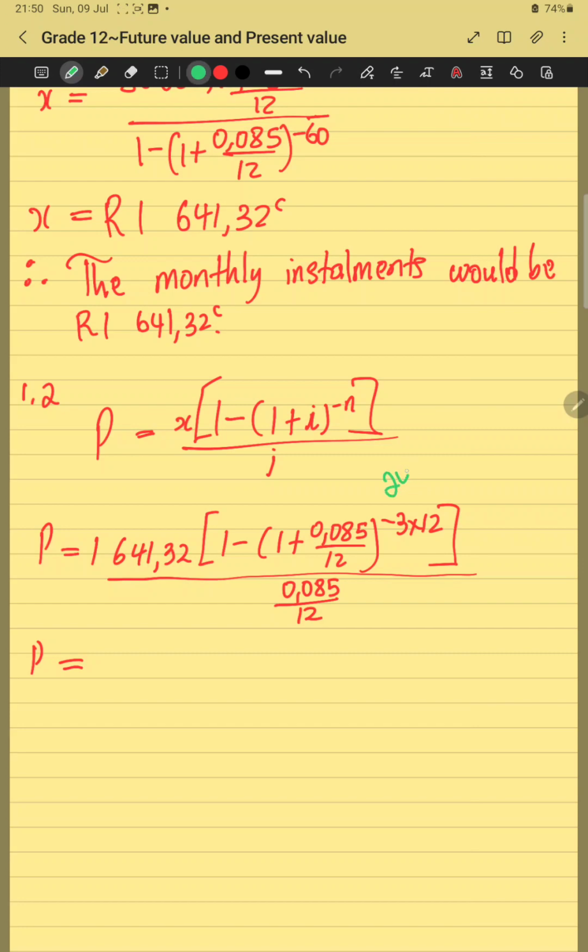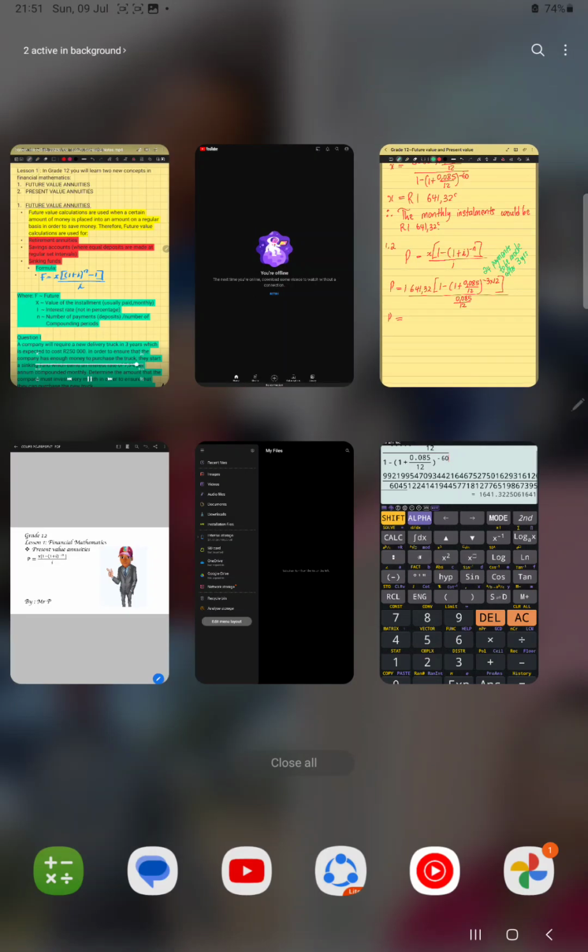And don't forget that we've got 24 payments to be made after 3 years. This is why. Okay, so now we've got 24 payments. So let's use our calculator and then we check.